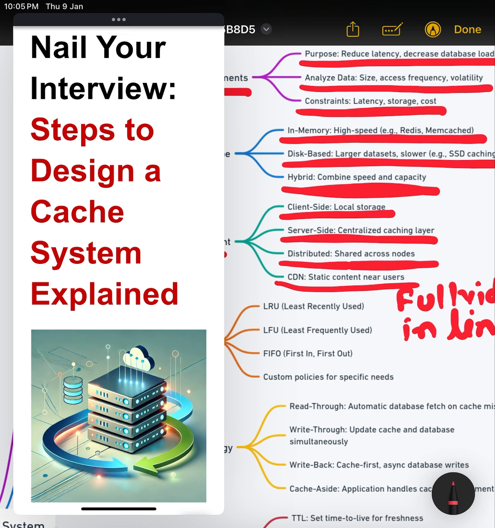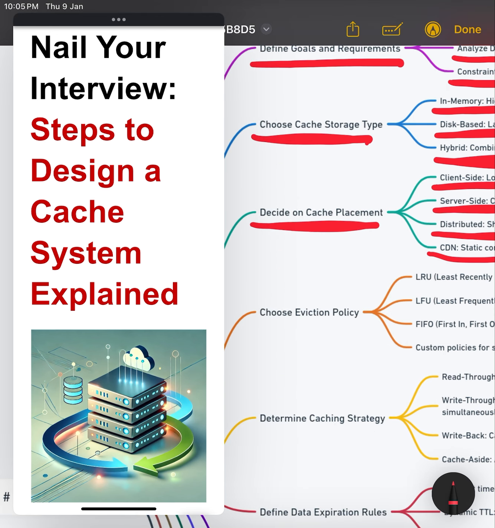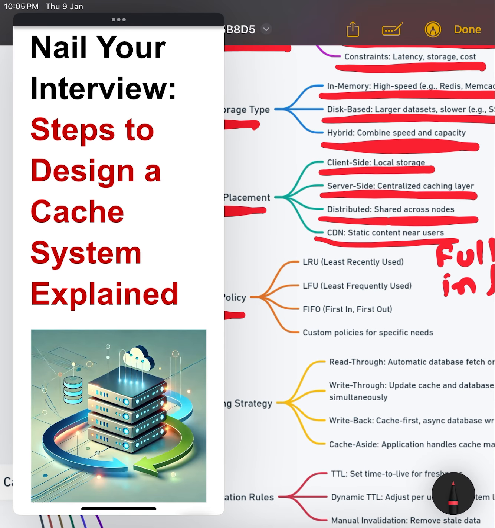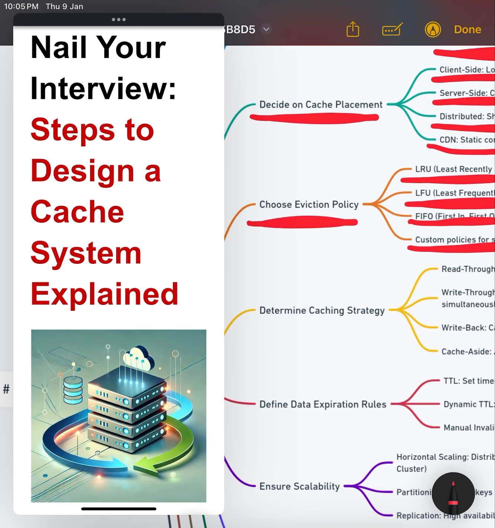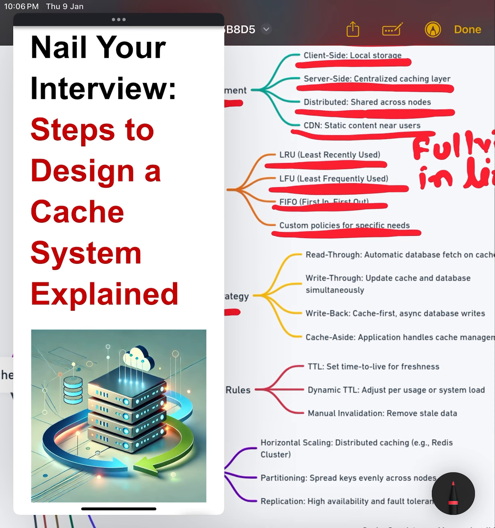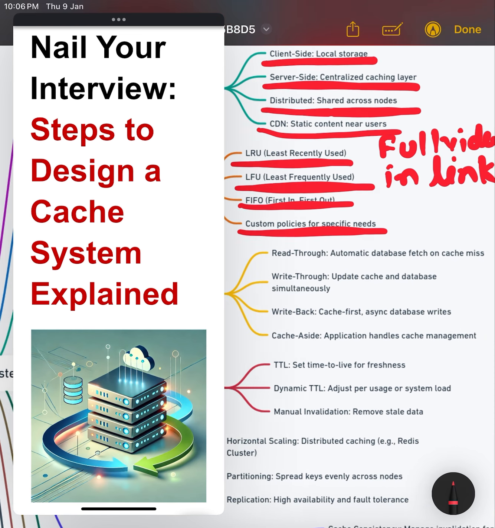4. Choose an eviction policy. Popular policies: LRU, least recently used, evict the least recently accessed items. LFU, least frequently used, evict items with the lowest access frequency. FIFO, first in, first out, evict the oldest items. Custom policy, design an eviction policy tailored to specific application needs. Considerations: trade-offs between complexity and performance, memory overhead for tracking access frequency or recency.